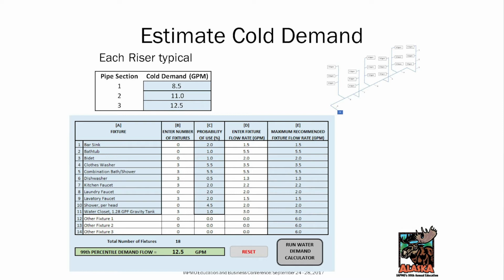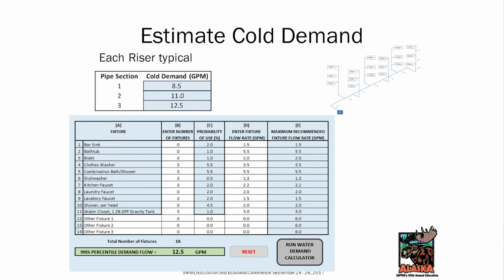And the estimated flow rate is 11. For all 3 units on a riser, the estimated flow rate is 12. And here's an example of all 3 units on one riser. You would enter in the total number of fixtures, 18, run the water demand calculator, and the predicted flow is 12 gallons per minute.